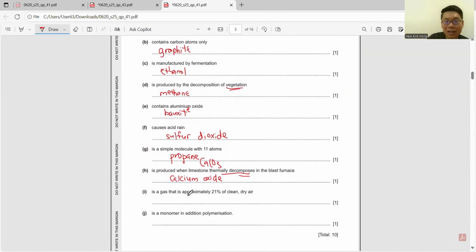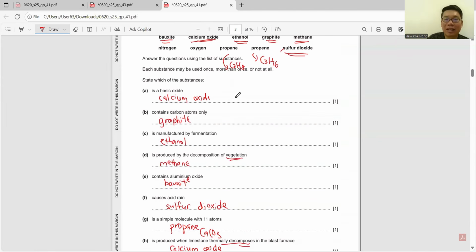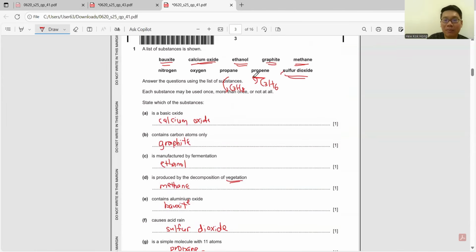I is a gas that is approximately 21% of clean dry air. This is oxygen. And it's a monomer of addition polymerization. So it must be an alkene. This is the only alkene, propene.